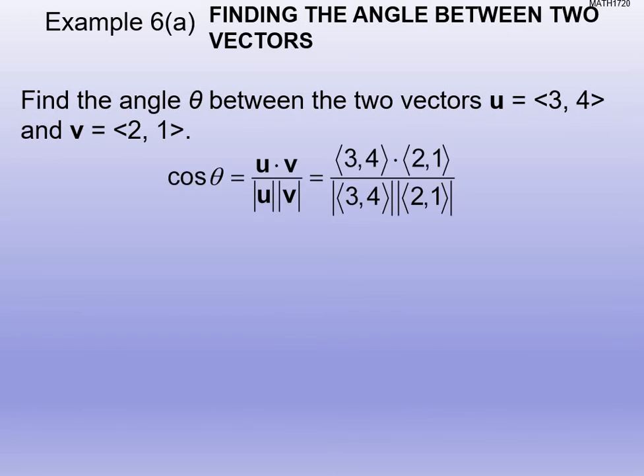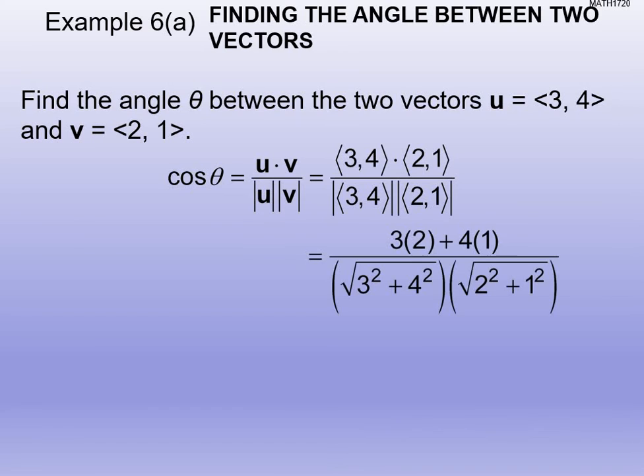So you've got 6 plus 4, so you should end up with 10 for the dot product on top. And then we have to find the magnitude of U and the magnitude of V. Remember, the magnitude of U is 3 squared plus 4 squared, all square rooted. The magnitude of V is 2 squared plus 1 squared, all square rooted. When we get all that, substitute those values in, and that's going to be your cosine of theta.